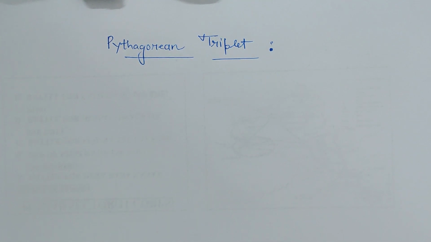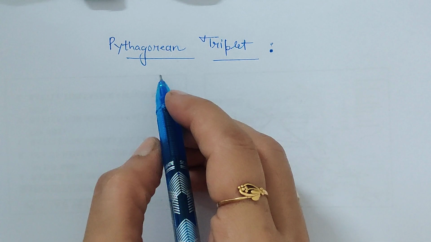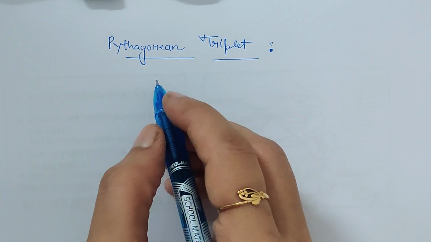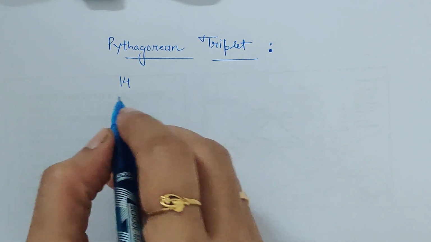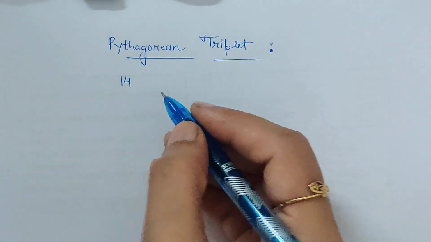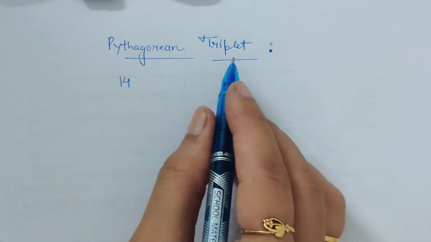Hello friends, in this video I'm going to explain how to find a Pythagorean triplet. Pythagorean triplet means three values which satisfy the Pythagoras theorem. For example, I have been given 14. Only one value will be given to us and we will be asked to find the other two so that all three form a Pythagorean triplet.